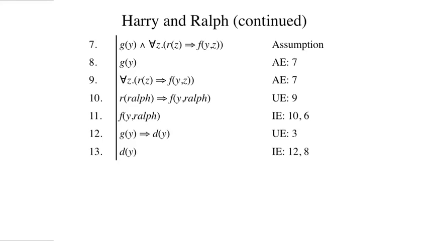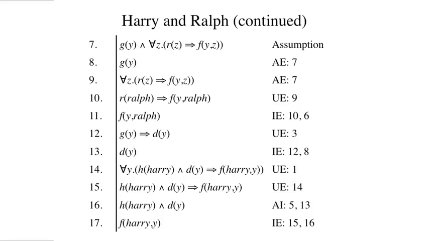Next we instantiate the sentence about greyhounds and dogs and infer that y is a dog. Then we instantiate the sentence about horses and dogs, and we use and introduction to form a conjunction matching the antecedent of this instantiated sentence. Harry is a horse and y is a dog, and we infer therefore that Harry is faster than y. Now we have y is faster than Ralph and Harry is faster than y.